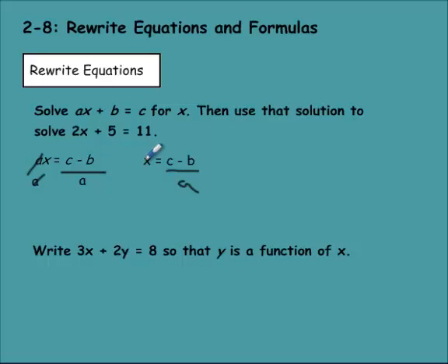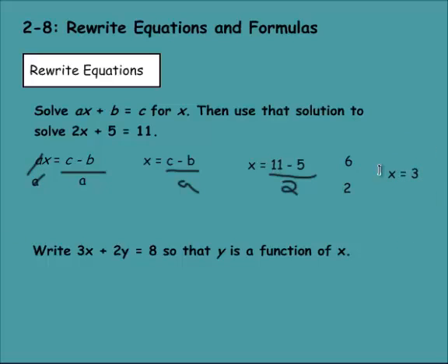So what does that mean for us? Does that do anything for us? Well, let's actually plug this in then. Let's plug these numbers in. So this was a, this was b, this was c. So if I was going to rewrite this equation, it would be x equals c, which is 11, minus b, which is 5, and that would be over 2, which is a. Then we actually can solve this, right? 11 minus 5 is 6. 6 divided by 2 would be 3. So x would equal 3 in this case.